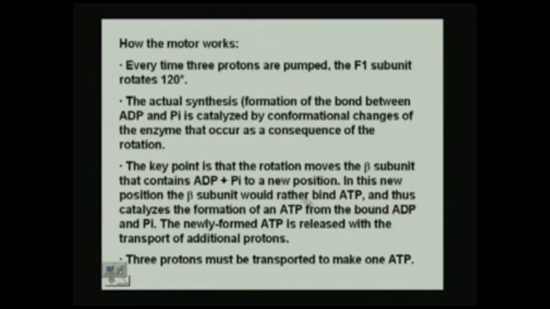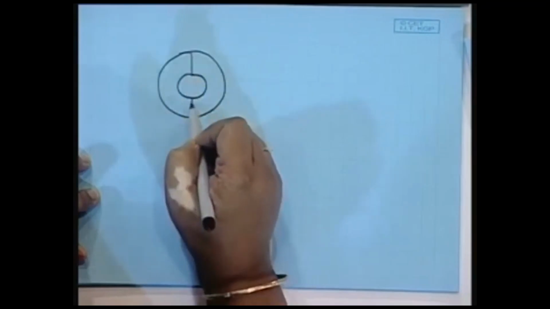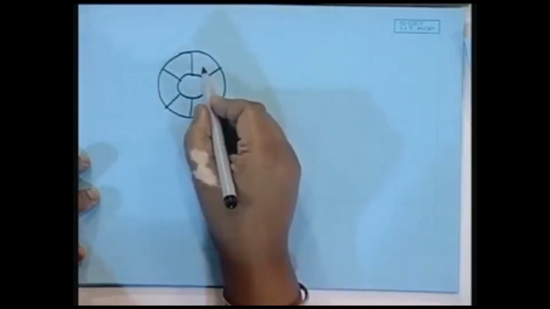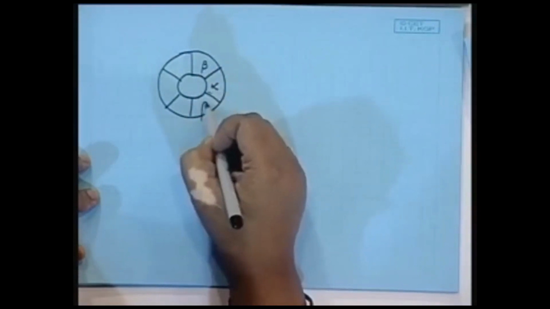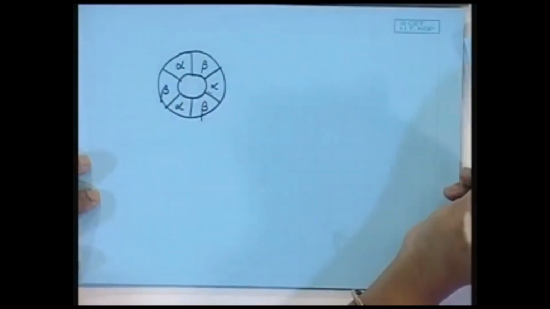Now, every time 3 protons are pumped, the F1 subunit rotates by 120 degrees. Okay. So, basically it looks something like this. If we just look at this, we are looking top down. We have a central part here. I have a beta subunit here, an alpha here, a beta here, an alpha here, a beta here and an alpha here. Okay? It looks something like that.